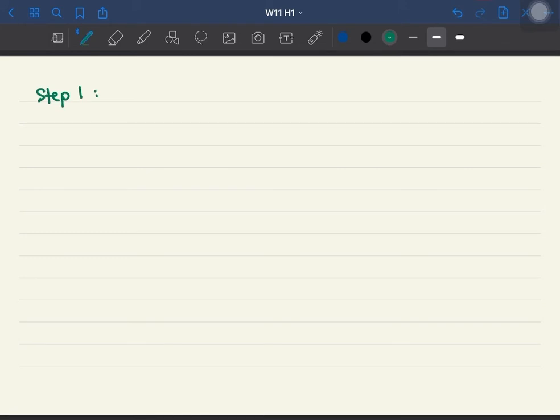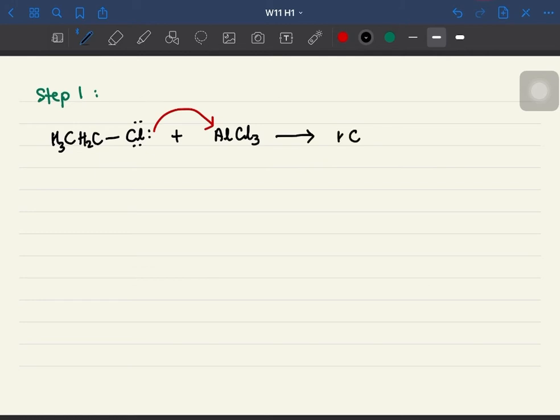We're going to react the CH3CH2Cl, show all the lone pair, with the AlCl3. Show the curly arrow from this lone pair to Al, then you will form a complex ion of CH3CH2Cl that is left with only 2 lone pairs, and we have AlCl3 attached to it. Don't forget the positive charge in here and also the negative charge in here.